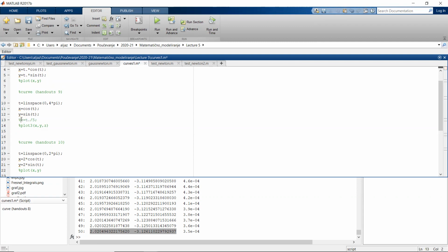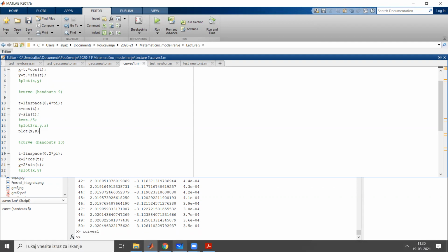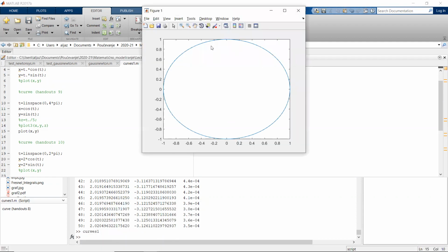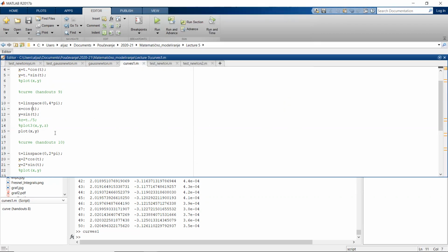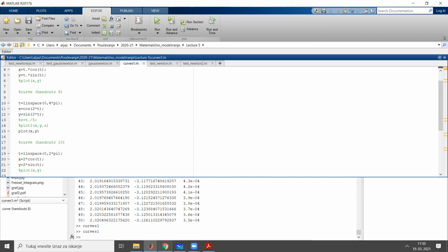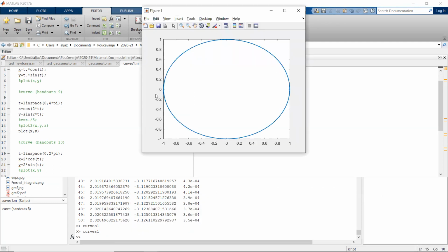So let's say that I comment out this z, and then plot only xy. What I get is a circle. And even if I change this parameterization and say 2 times t, and here 2 times t, it will still be cosine squared 2t plus sine squared 2t. So the image won't change. See, the image didn't change.